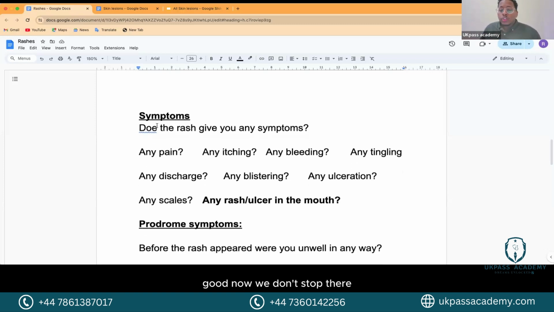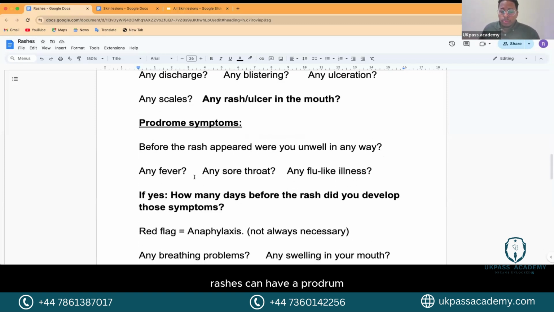Good. Now we don't stop there. Rashes can have a prodrome. So ask, before you got the rash, were you unwell in any way? Did you have any fever, sore throat, any flu-like illness? Okay. If the answer is yes, right? So before how many days did the rash, before the rash, did you develop those symptoms?